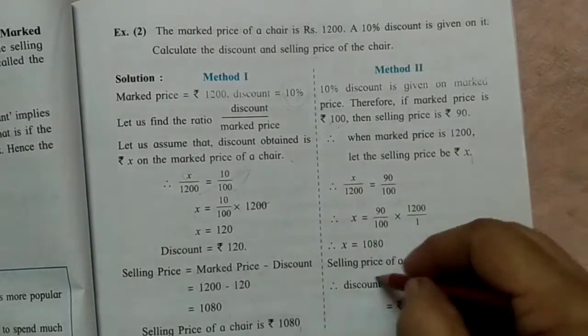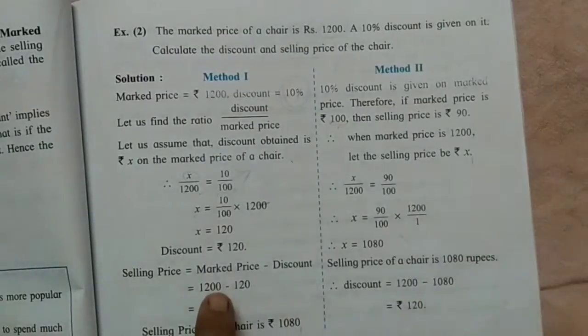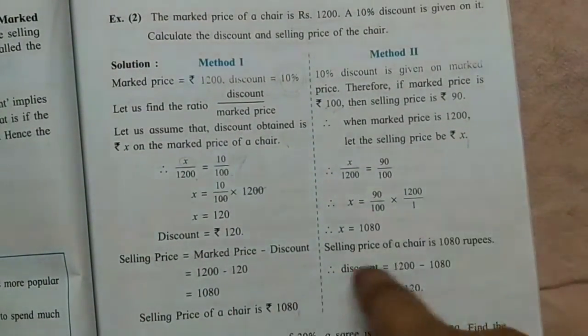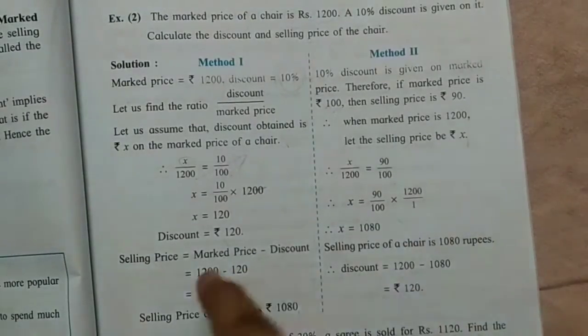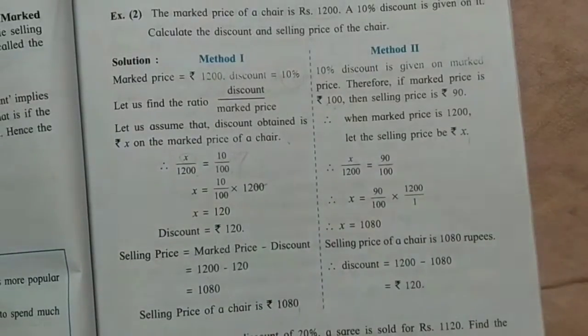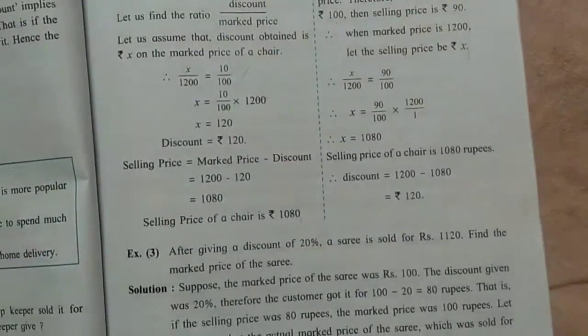Here what happens? Here we directly get the selling price, whereas in the first method we get the discount and then we find the selling price. Here we get the selling price and then we find the discount. You can do the sum in either way. Both are correct. So go through the sum again and again and try to understand it properly.